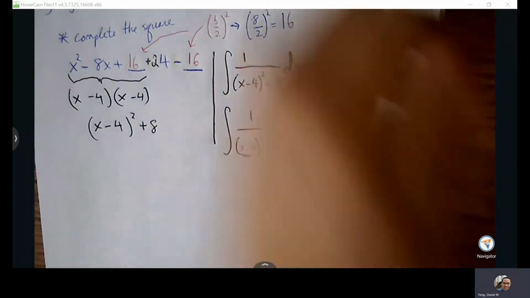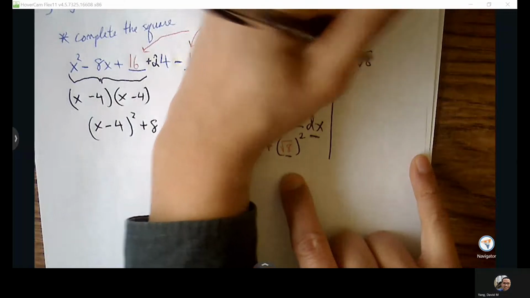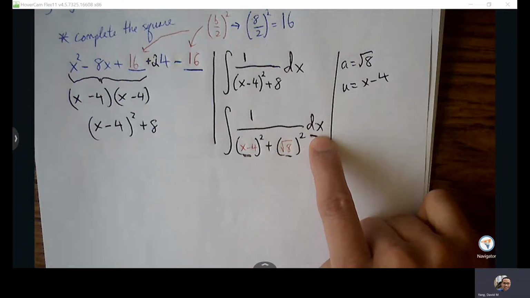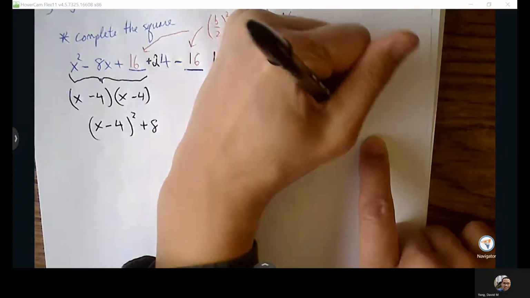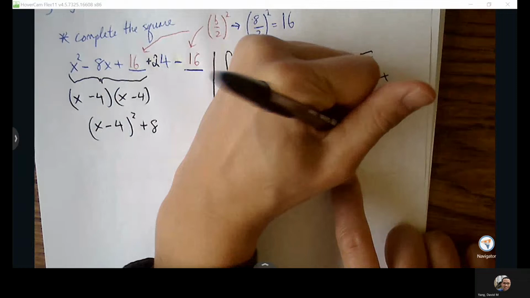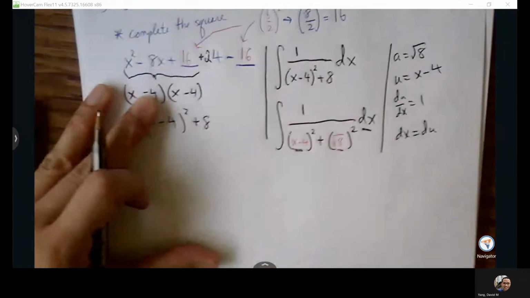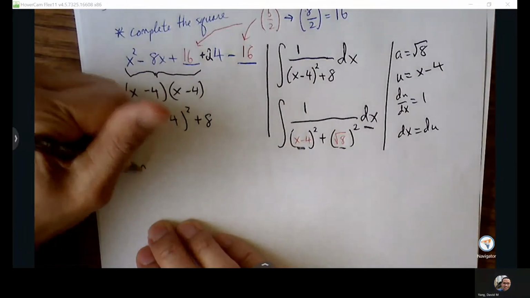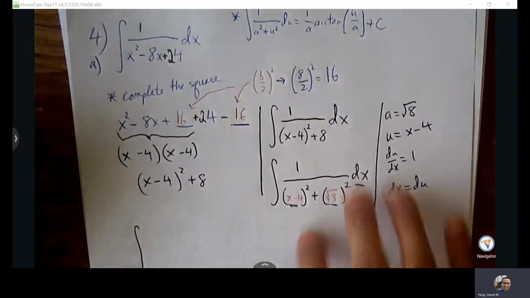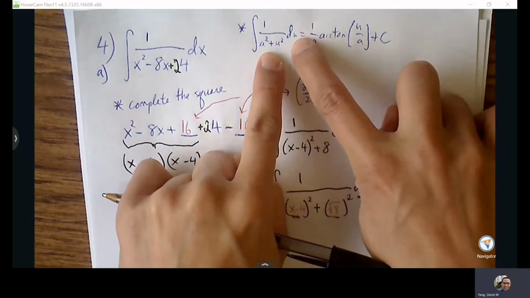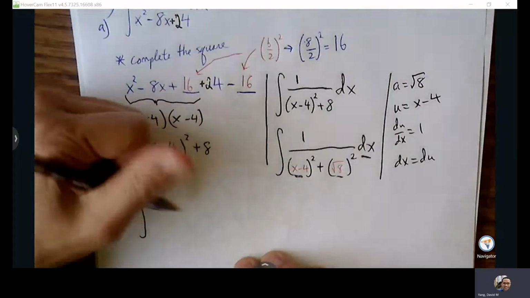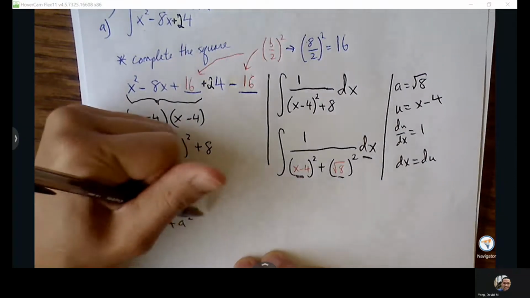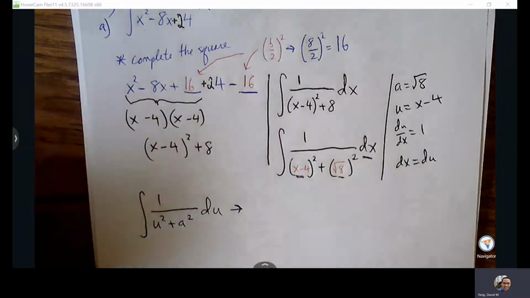Okay, a value is root 8. U value is x minus 4. We find the derivative to make a substitution for the dx. Okay. Replace everything in terms of a and u. Let's make it match the rule that we want to use. No coefficients to keep track of.